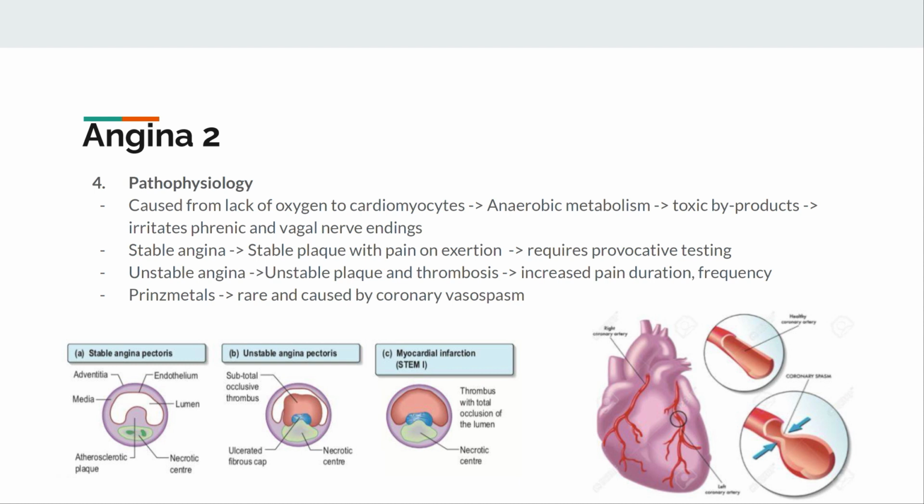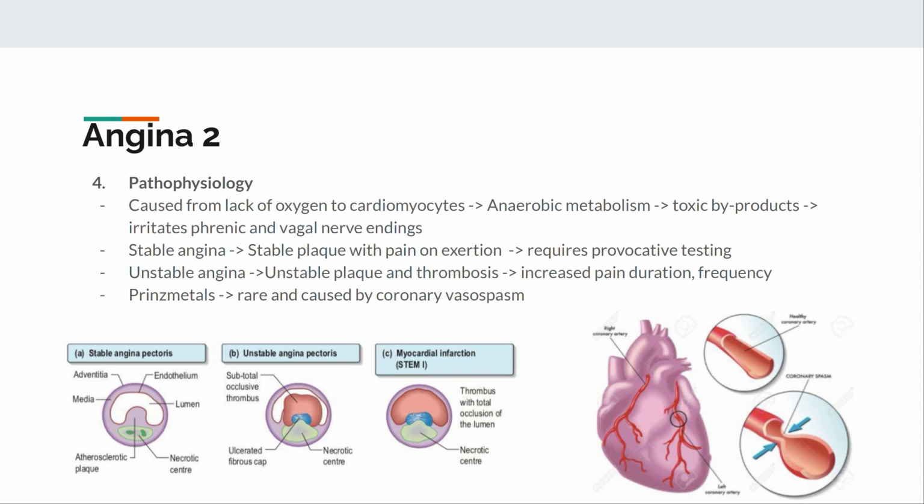In terms of the pathophys, because you can get really lost in here, the main thing that Griffith wants you to know is that the lack of oxygen to cardiomyocytes causes a transfer of metabolism to anaerobic metabolism. And this causes toxic byproducts to be formed and to accumulate. And this irritates the phrenic and vagal nerve endings that are attached directly to your heart and to the pericardium.